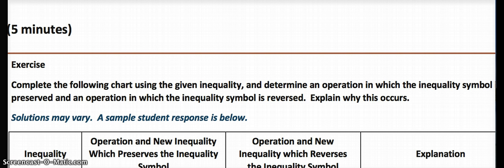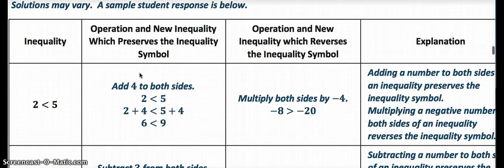The difficult part about this is you all could choose something different. So this is just an example that you can look at to see if you were close or to see if you were on the right track. So the inequality is 2 less than 5. If you add 4 to both sides, you get 6 is less than 9.